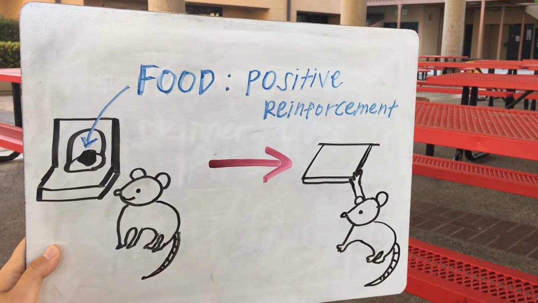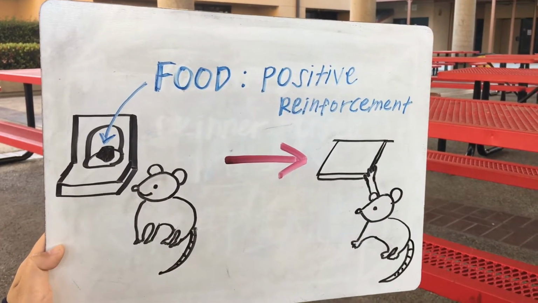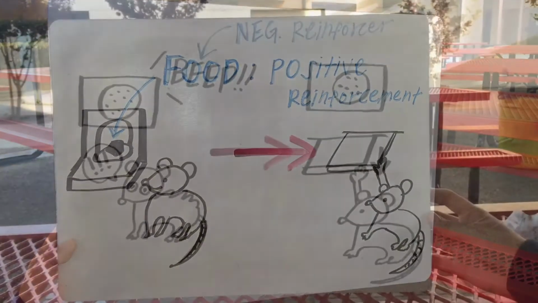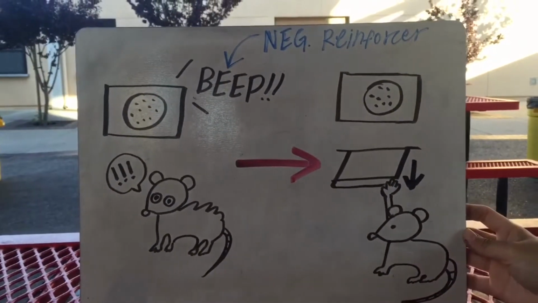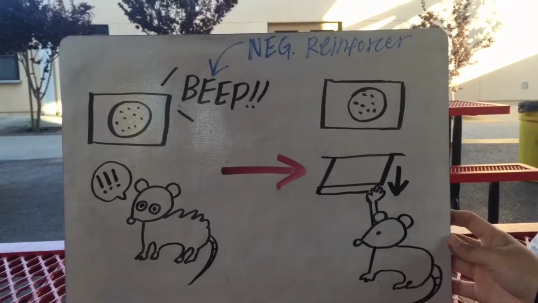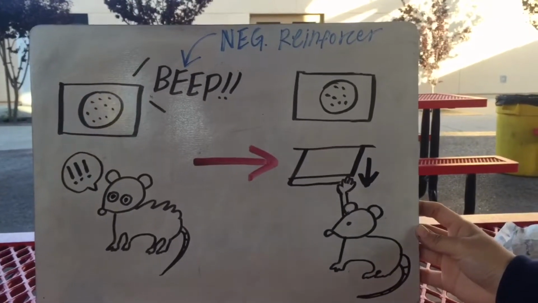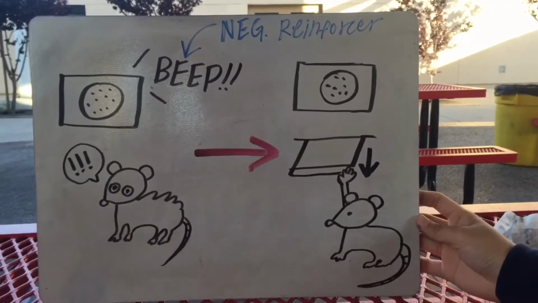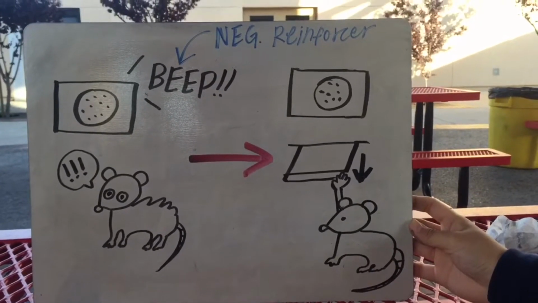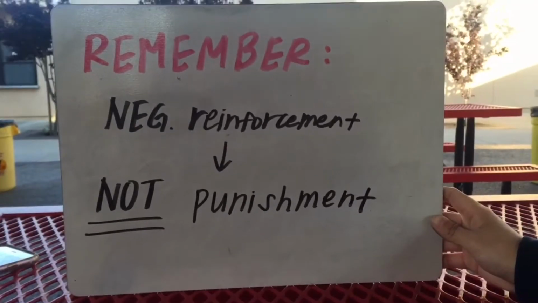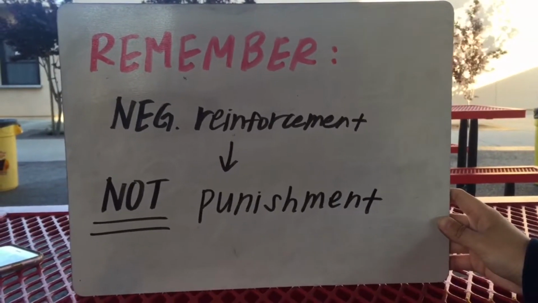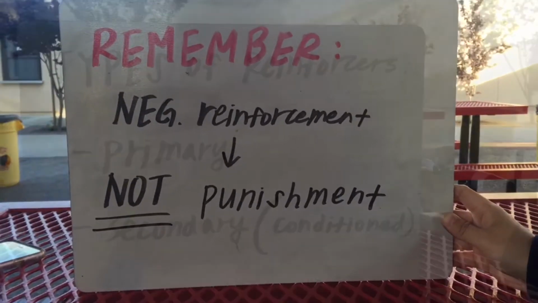When reinforcers are presented after the behavior, it is positive reinforcement. However, in negative reinforcement, the reinforcer is removed after a response, strengthening the response. For example, when the rat presses a bar and the beep is removed, this strengthens the rat's behavior of pressing the bar. Here's a note to remember. Negative reinforcement is not punishment.